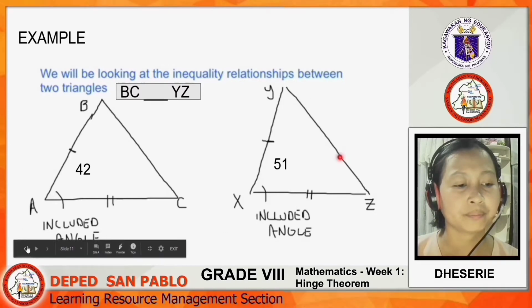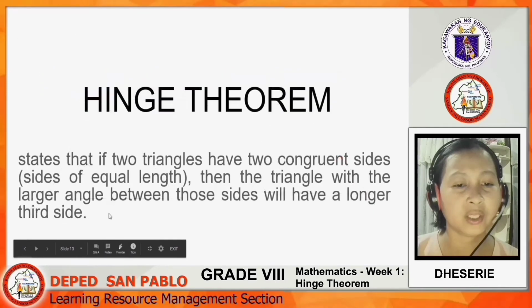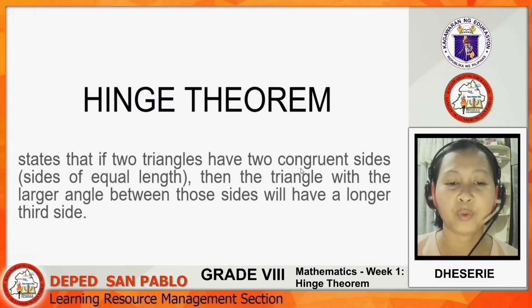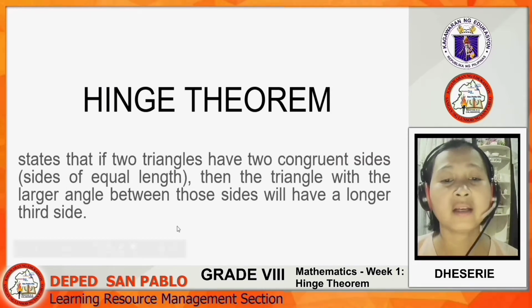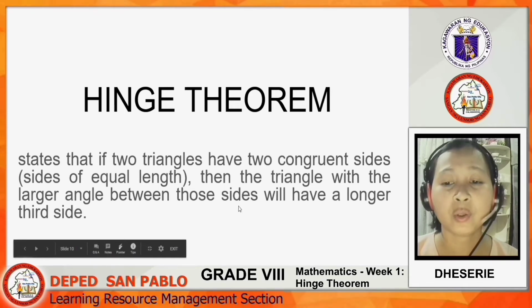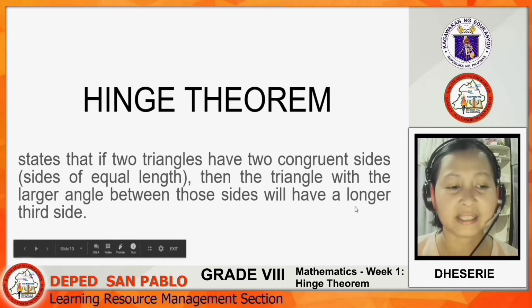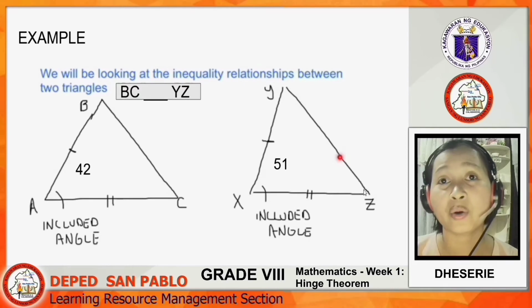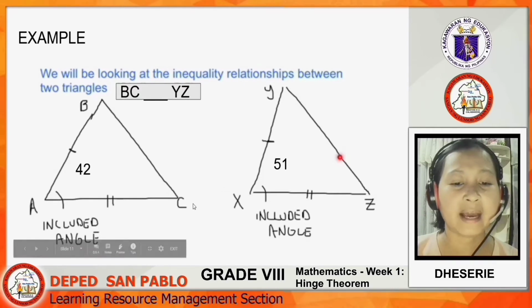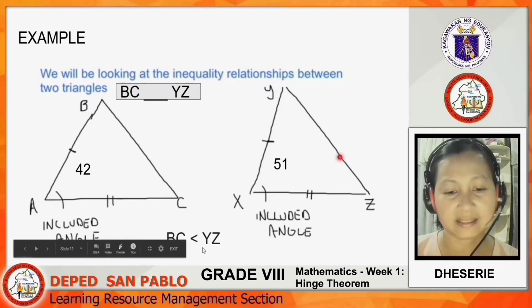Again, with regards to Hinge Theorem, it states that if two triangles have two congruent sides, wherein they have equal length, then the triangle with the larger angle between those sides will have the longer third side. So, if this is larger, it has a longer third side. Meaning, the answer is less than. BC is less than YZ. So, this is shorter than the other one.